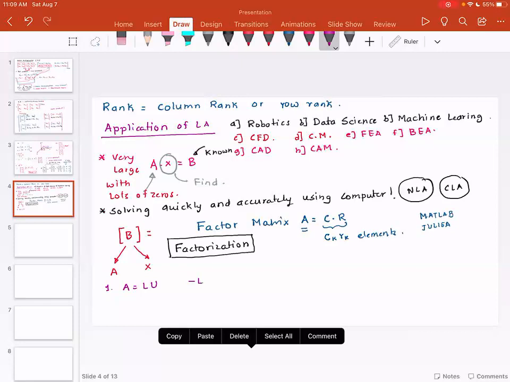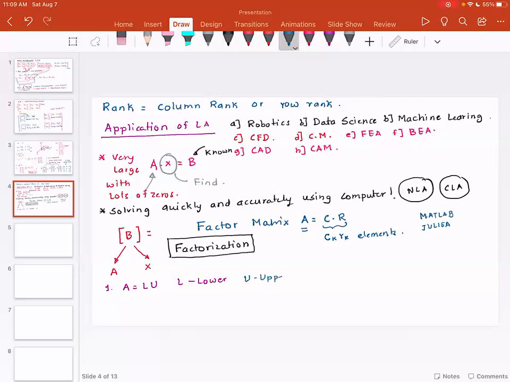So L is the lower triangular, U is the upper triangular, and when you multiply these two matrices, L and U, you go back to A. And what do I mean by lower triangular and upper triangular? So if you look at the triangle, these are the two matrices, L and U, and this is the lower triangular and this is the upper triangular. And when you perform the multiplication, you basically get the resultant matrix.